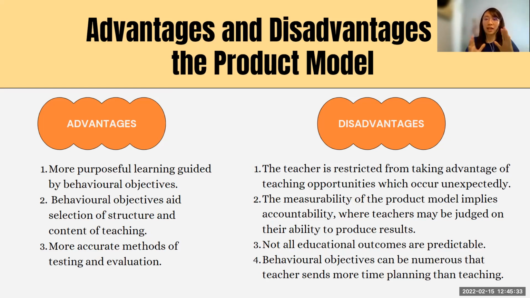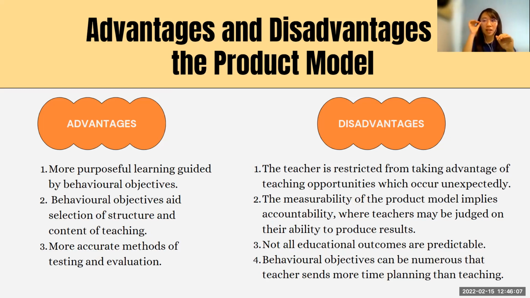because the objectives are in place, there is something called measurability, where just like I mentioned earlier, the product model is very good at evaluating students. So the teachers also understand that, okay, my students have to achieve this target by the end of this semester. Because of that, teachers may feel stressed because they may be judged on their ability to produce results. So instead of focusing on the teaching process, the teacher may be thinking, I need to make sure I bring my students to achieve these results by the end of the semester.